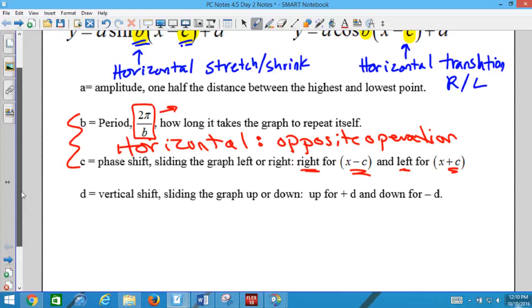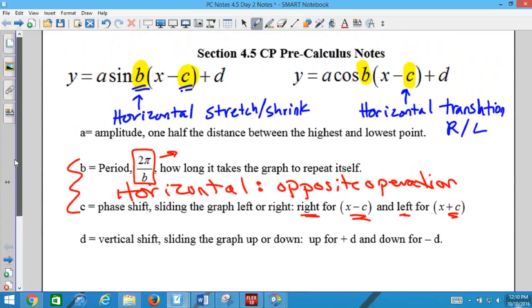One more thing, this is pretty important about the b value: the b value has to be factored out of the x minus c. It has to be outside of parentheses. And I will show you what to do if that is not the case and how we can get it factored out. But it has to be for you to use this formula.